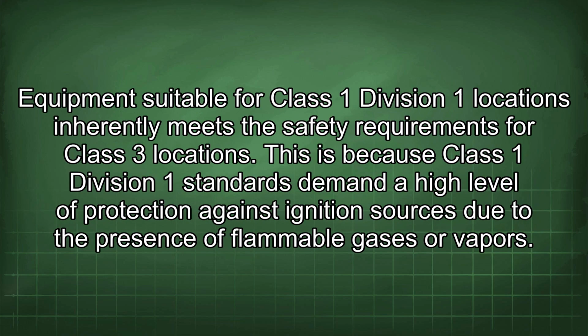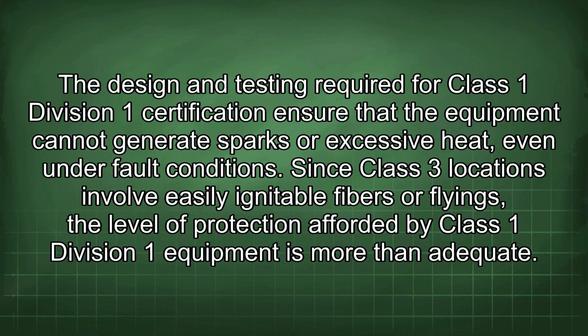Equipment suitable for Class 1 Division 1 locations inherently meets the safety requirements for Class 3 locations. This is because Class 1 Division 1 standards demand a high level of protection against ignition sources due to the presence of flammable gases or vapors. The design and testing required for Class 1 Division 1 certification ensure that the equipment cannot generate sparks or excessive heat, even under fault conditions.